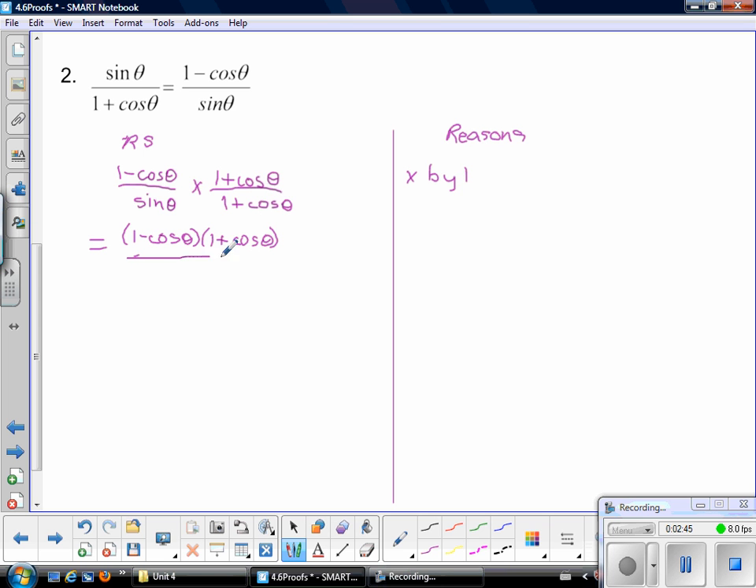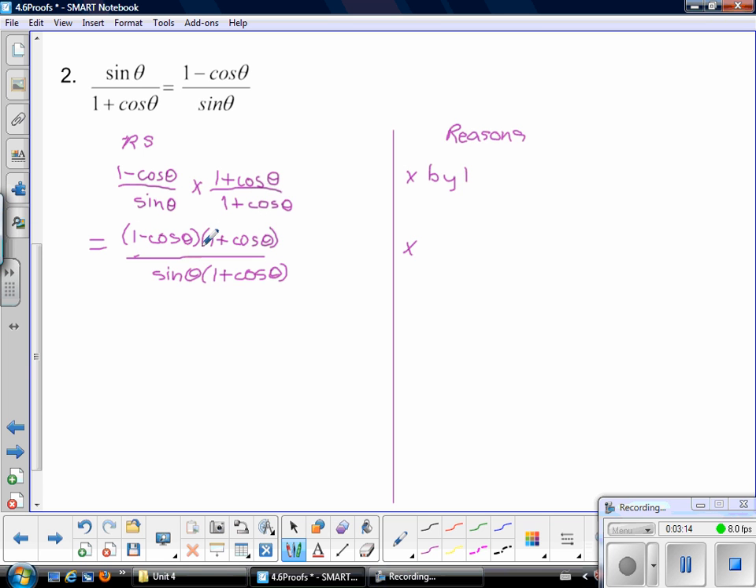And I'm going to recopy this down here, so I'm just actually multiplying. Now if you look at what's happened, before I go any further, now I have 1 plus cos theta on the bottom, and that's kind of what I need in order to get to the left side. So what did I just do there? I just multiplied.